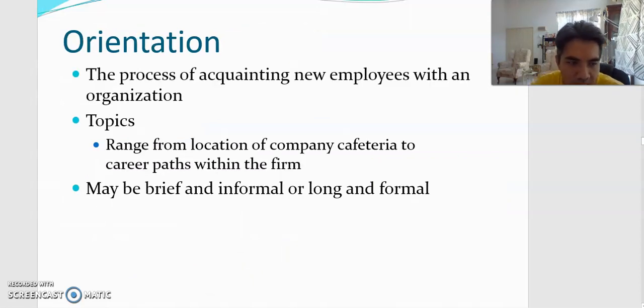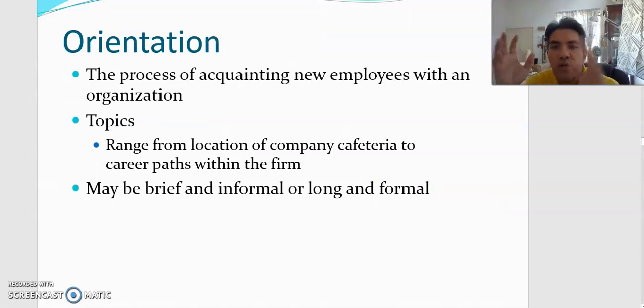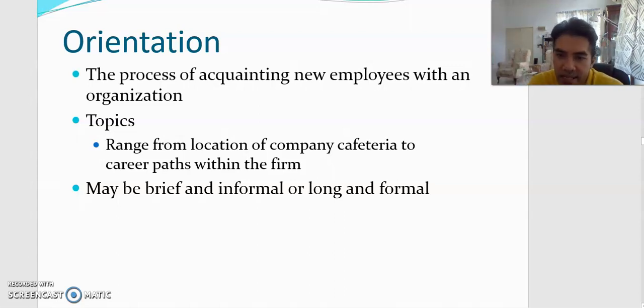So once you have selected your employees, then you need to go through the orientation. This is the process of acquainting new employees with an organization to make them familiarized. They are new staff who have just reported for duty in your organization, so you need to allow ample time for them to become familiarized. The topics would range from the location of the company, to the surau, to the career path, to all the respective managers, to the departments.